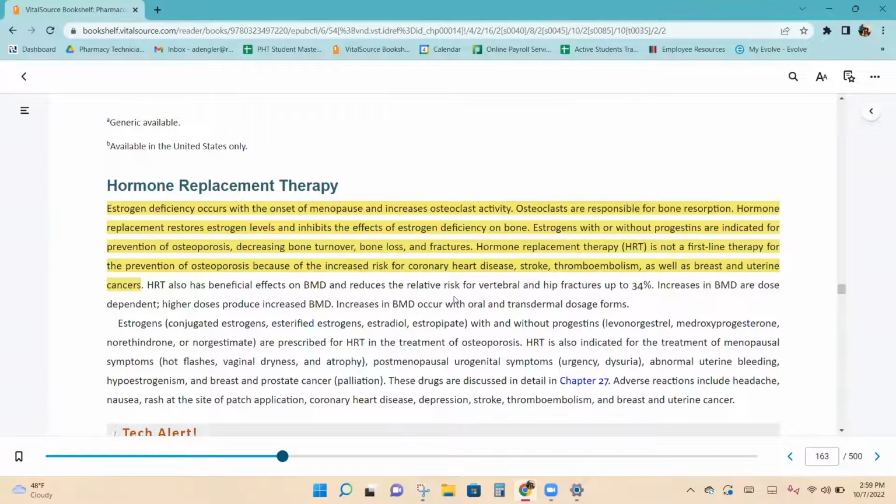Estrogen deficiency occurs with the onset of menopause and increases osteoclast activity. Osteoclasts are responsible for bone resorption. Hormone replacement restores estrogen levels and inhibits the effects of estrogen deficiency on bone. Estrogens with or without progestins are indicated for prevention of osteoporosis, decreasing bone turnover, bone loss, and fractures. Hormone replacement therapy is not a first line of therapy for the prevention of osteoporosis because of the increased risks for coronary heart disease, stroke, thromboembolism, as well as breast and uterine cancers.